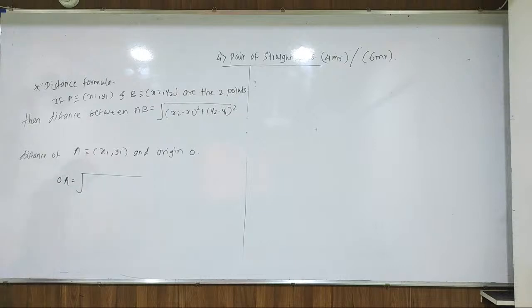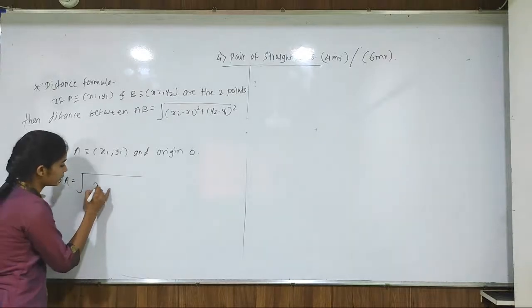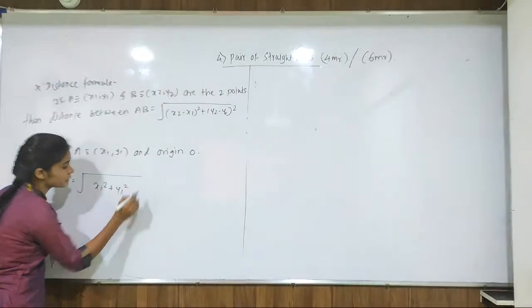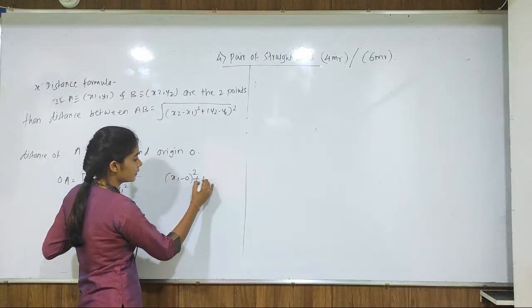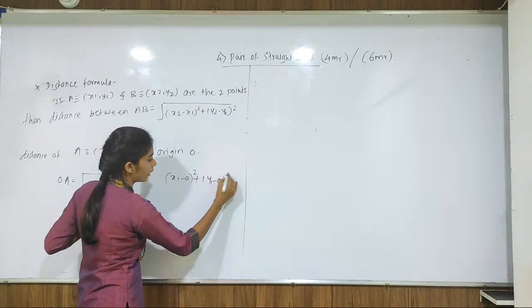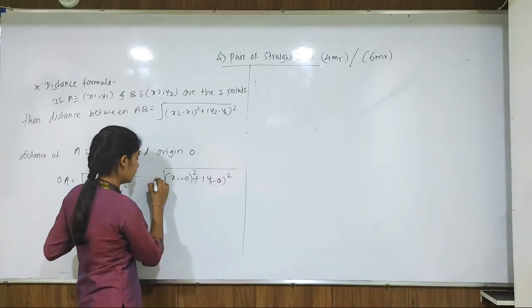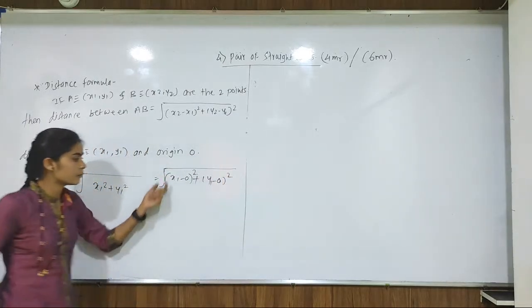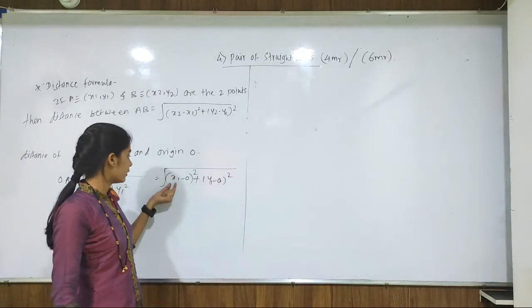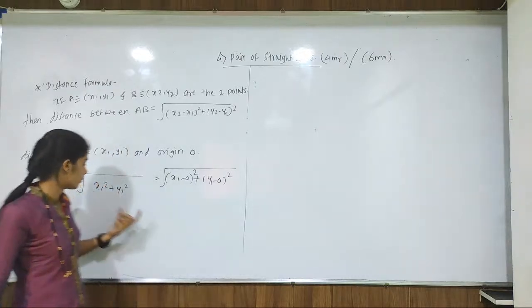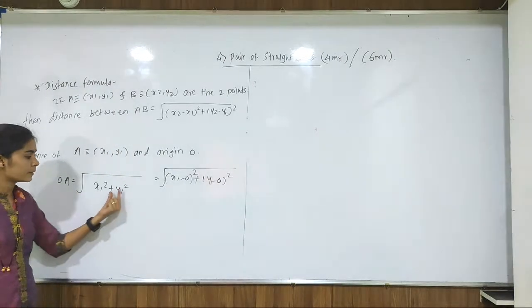x1 square plus y1 square. Yes, very good. Because it is the square root of (x1 minus 0) whole square plus (y1 minus 0) whole square. So it is x1 square plus y1 square. So the formula is x1 square plus y1 square.